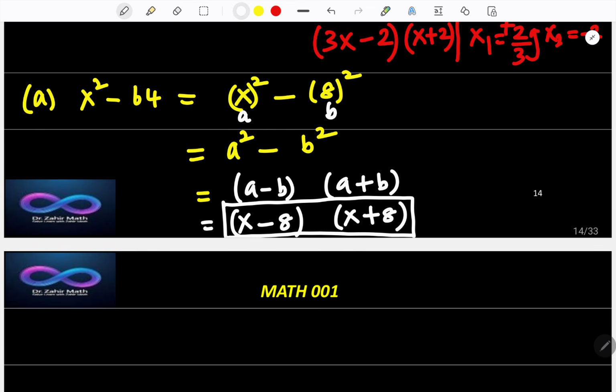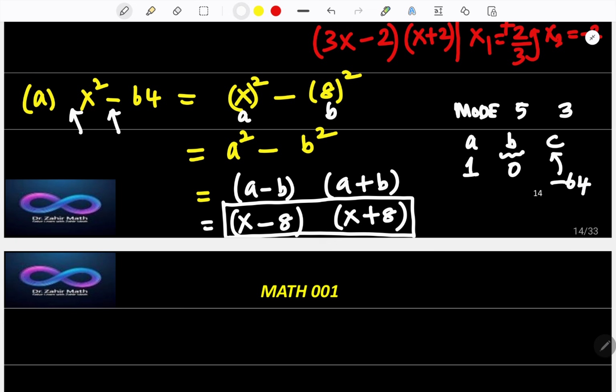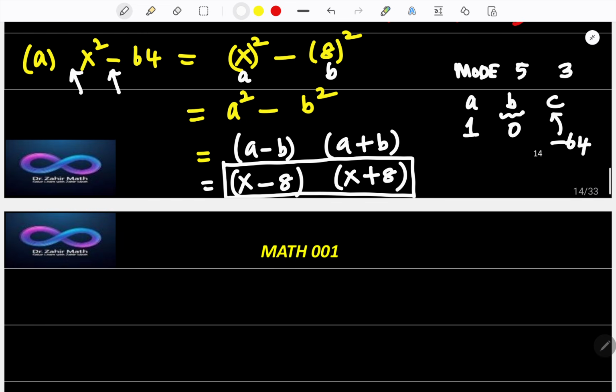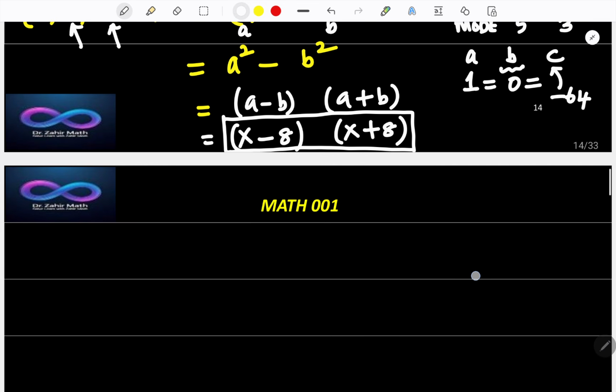Teacher, can I use calculator? Yes, you can use. Come on, put it in the calculator. Mode, and then 5 and then 3. So if you put in the calculator, it will ask A, B, C. What is A? A is the coefficient of x square, which is 1. B is the coefficient of x. What is x here? There is no x, 0. C, what is C? The number. How much? Minus 64. So you put in the calculator 1, press equal, and then 0, press equal, and then press equal, you will get minus 64.